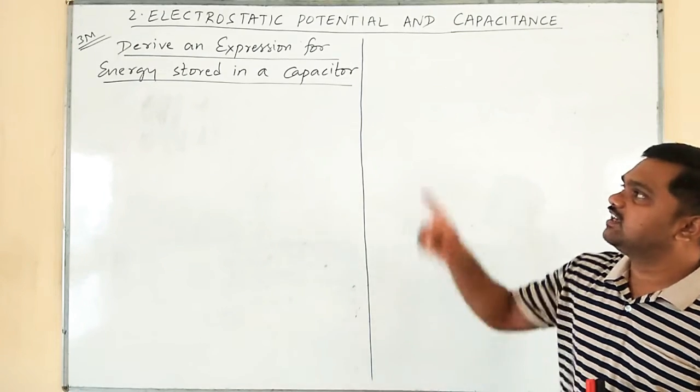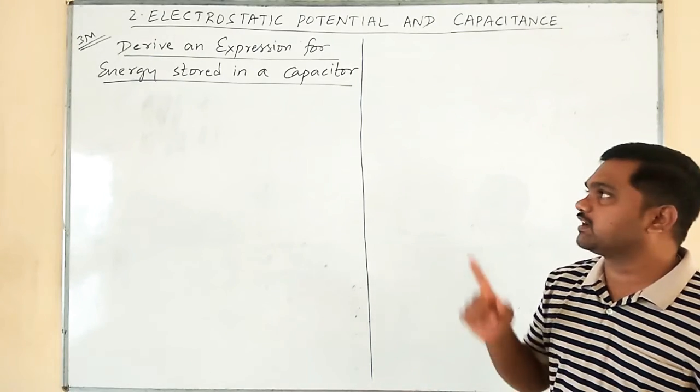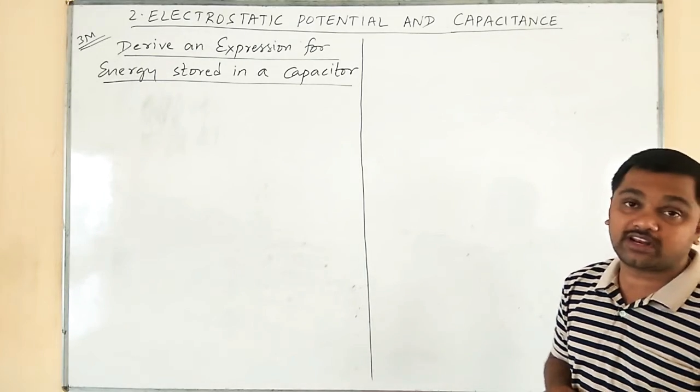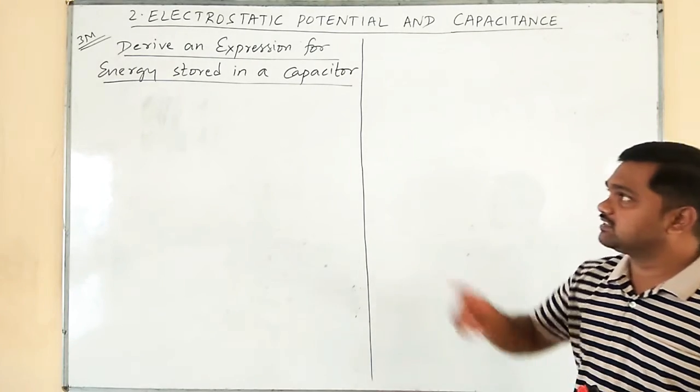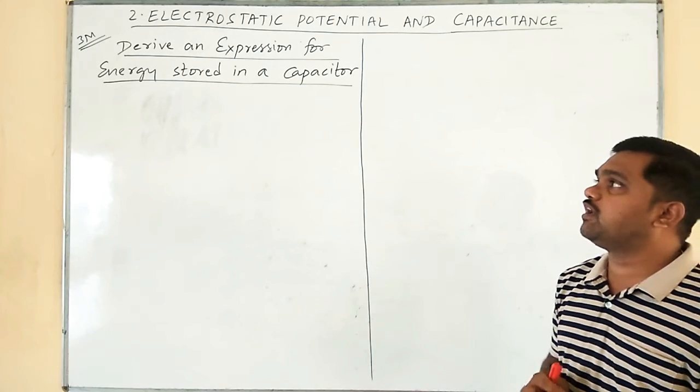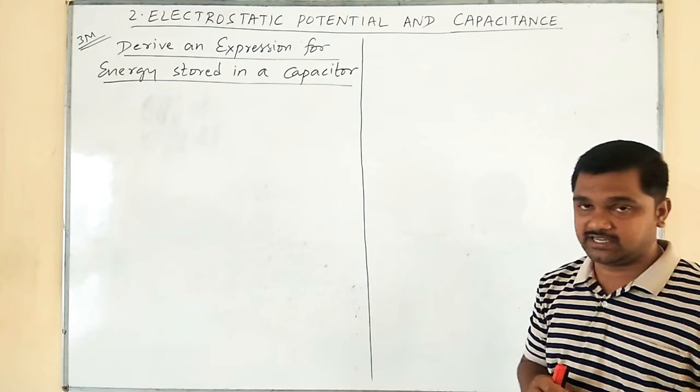In this class, let us discuss an important 3-mark derivation, that is, the expression for energy stored in a capacitor. That is how you will get the question: Derive an expression for energy stored in a capacitor.